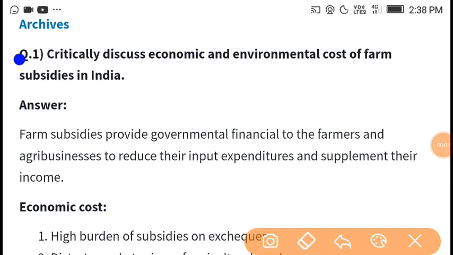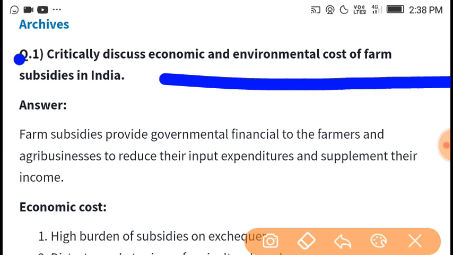First question, critically discuss the economic and environmental cost of farm subsidies in India. So, the economic and environmental cost of farm subsidies.